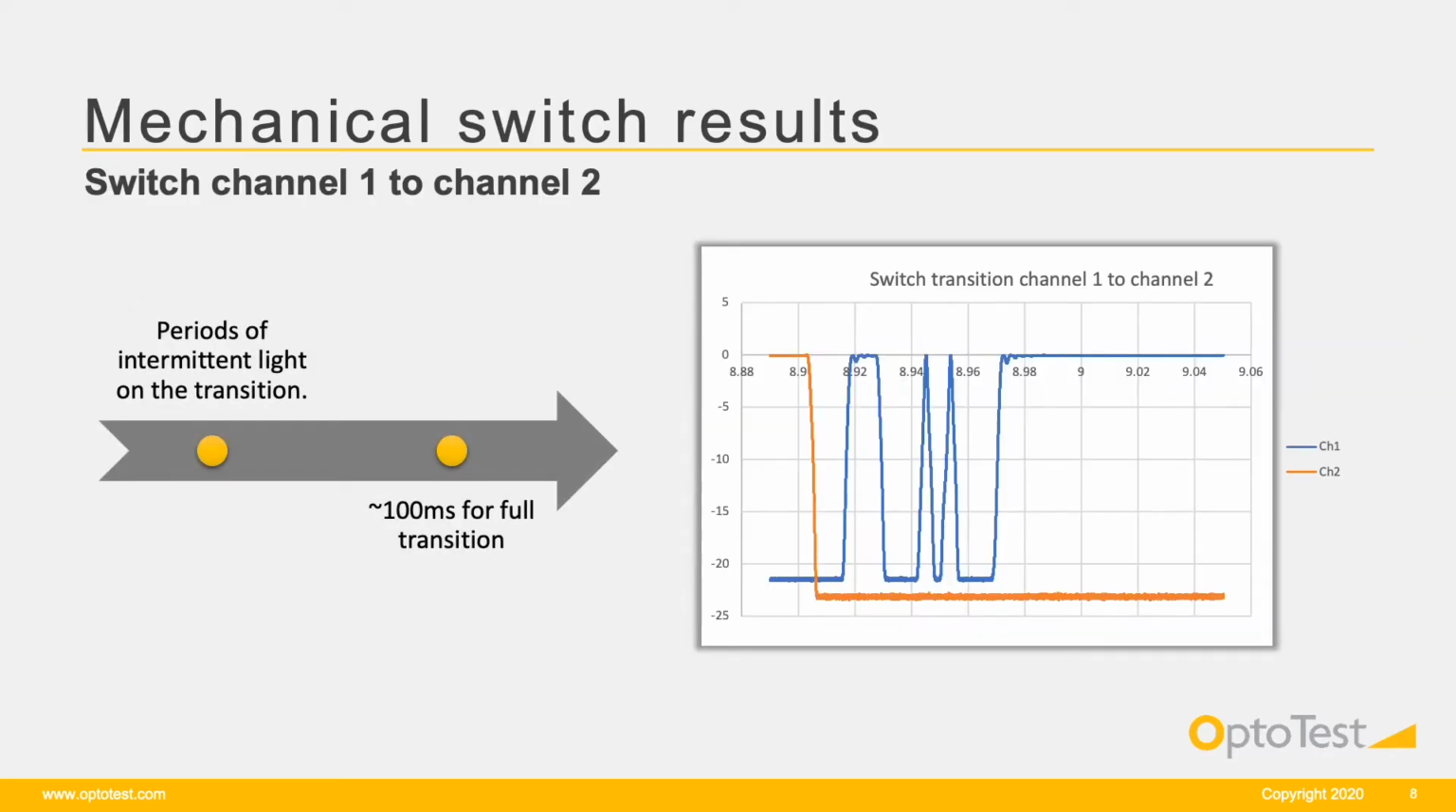When switching from one channel to the next channel, one can see that the first channel goes dark. Then the channel that is being switched to becomes active for a short time. Then there are periods of intermittent light on the destination channel. The switching takes roughly 90 to 100 milliseconds to complete.